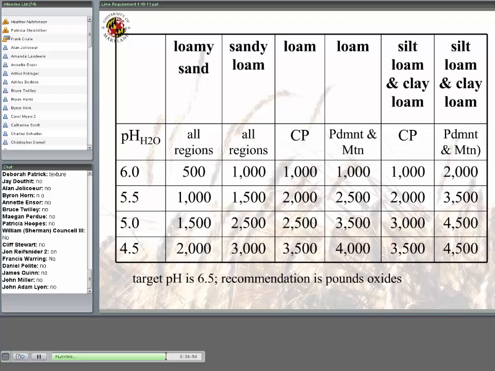Let's look at loams. If you have a soil whose pH is 5.5 and it's a loam and you want to raise the pH to 6.5, it only takes about 2,000 pounds of oxides in the coastal plain, but it would take 2,500 pounds of oxides in the Piedmont and mountain. Right? Now this again assumed the target pH is 6.5, and remember that this is pounds of oxides.